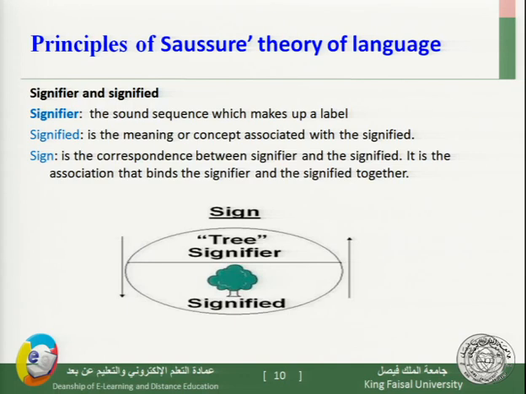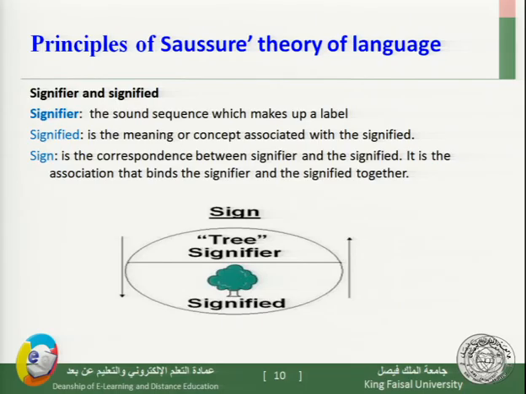So the word tree is the signifier, which refers to the sound sequence which makes up a label or a word. This signifier, this label, corresponds with something that it signifies. It has something signified. So the word tree signifies the concept of tree. Once you hear the word tree, your mind matches it with a concept of tree, then this correspondence, which is called sign, makes you understand what the word tree means, what concept it matches.